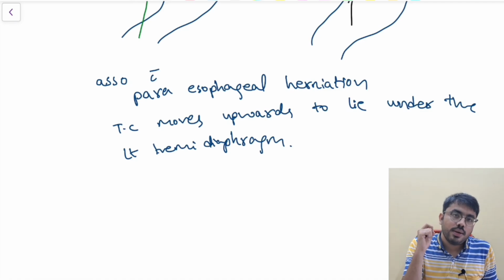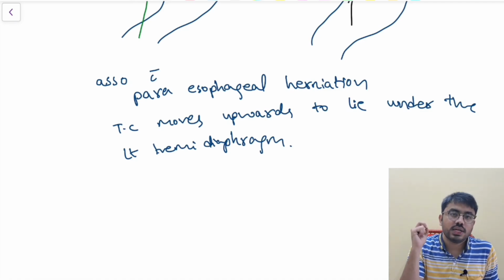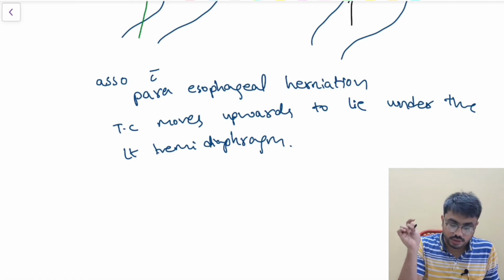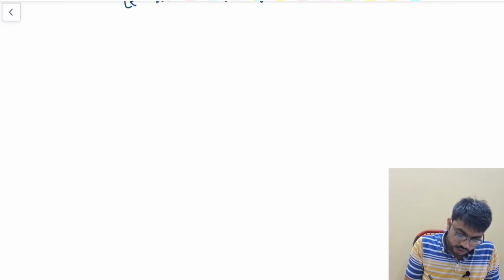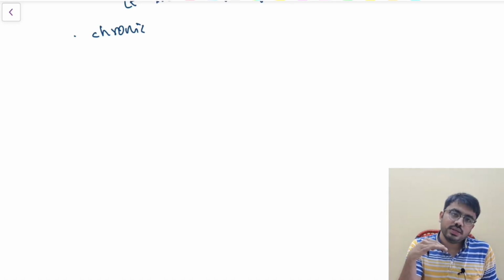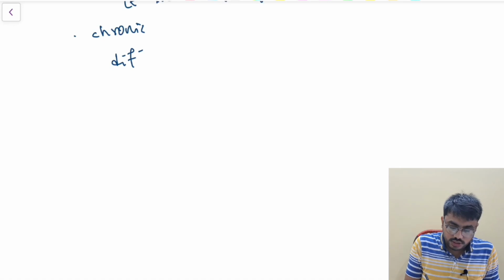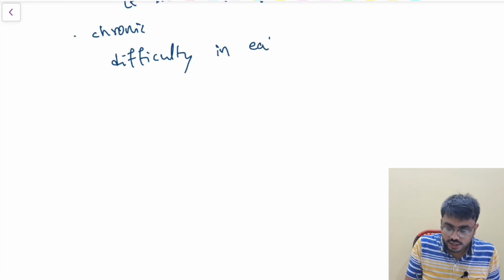So gastric volvulus is associated with what? It is associated with paraesophageal herniation. Now this is what you have to remember. This is usually a chronic condition; it may not present to you acutely. How is the patient going to present to you? There is rotation of the stomach, so there will be difficulty in eating.